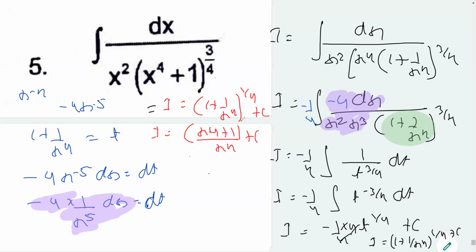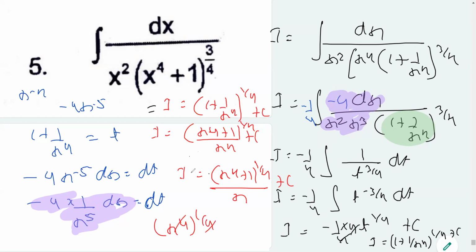This was 1 by 4. Now, if I apply this power to both of them, I'll get the numerator as x raised to the power 4 plus 1 whole power 1 by 4. And applying this power over here, we're left with x only, plus c. Am I right? This fourth power over 1 by 4 will get cancelled here. So we can declare this to be the final part of the integration.